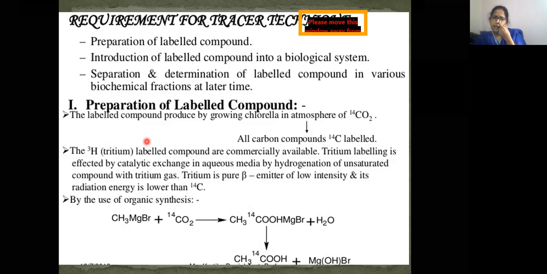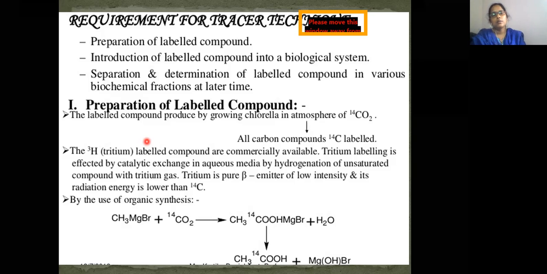So here an example is we can use the unsaturated compounds. Unsaturated compounds contain either double bonds or triple bonds, right? If you want to convert this unsaturated to saturated, then we have to go for the hydrogenation process. Generally we use hydrogen, and then we go for the hydrogenation, that is unsaturated will be converted into saturated. So here we are using the tritium in place of hydrogen.